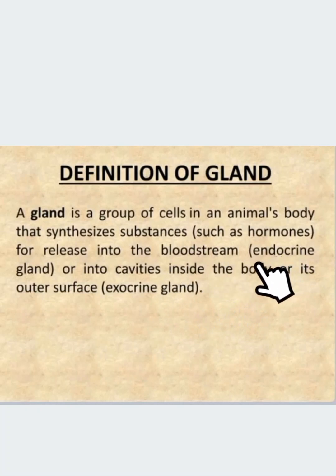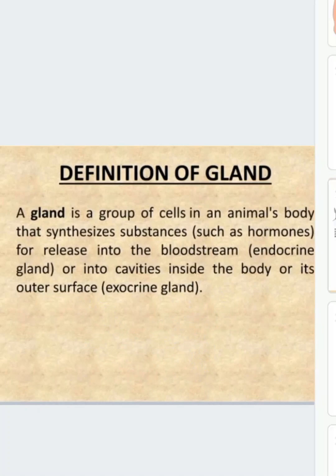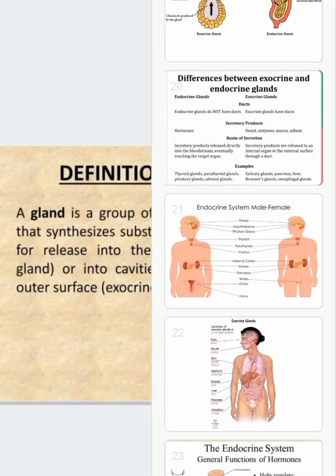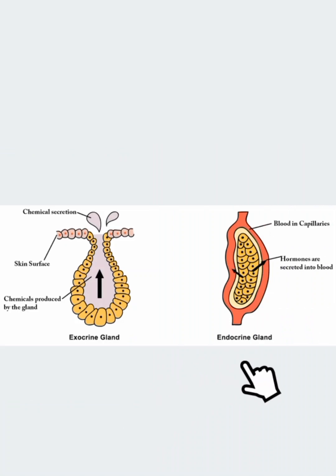Endocrine glands secrete their secretions into the bloodstream directly, and they do not have ducts, which is important. Endocrine glands are ductless glands, whereas exocrine glands have ducts that secrete their secretions into either the body cavities inside the body or the outside surface, as I gave examples. Then we proceed forward discussing the basic types.